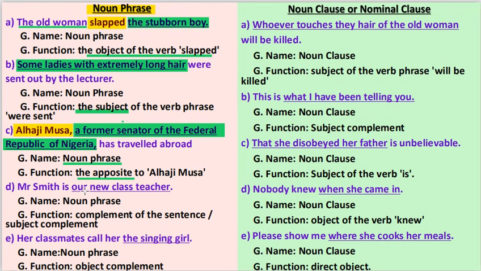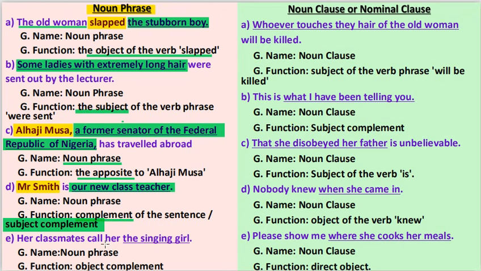Let's come to example D. Mr. Smith is our new class teacher. Our new class teacher is underlined, and it is a noun phrase. The main word, the head word, is teacher. Our new class, the three words are all describing teacher. So it is a noun phrase. The function: it functions as the complement of the sentence, or as some would say, the subject complement. Because if we ask, who is Mr. Smith? We are going to say, our new class teacher. So, our new class teacher functions as the complement to the subject, which is Mr. Smith. That's why we say it is the subject complement.